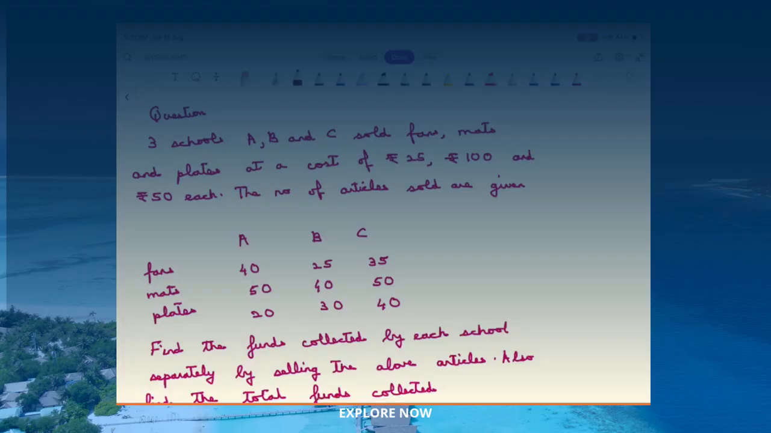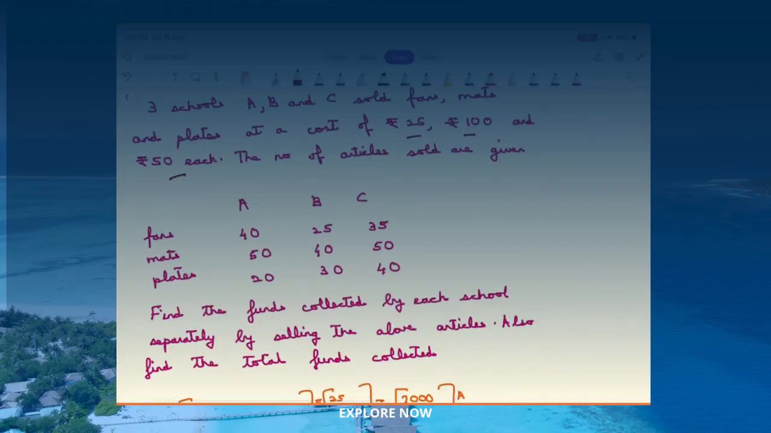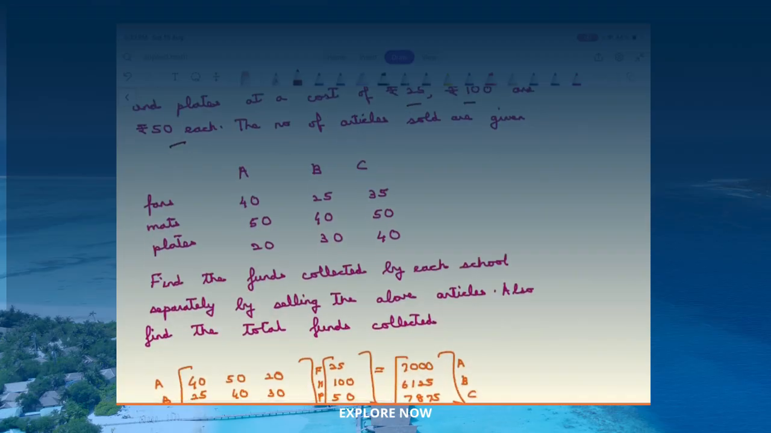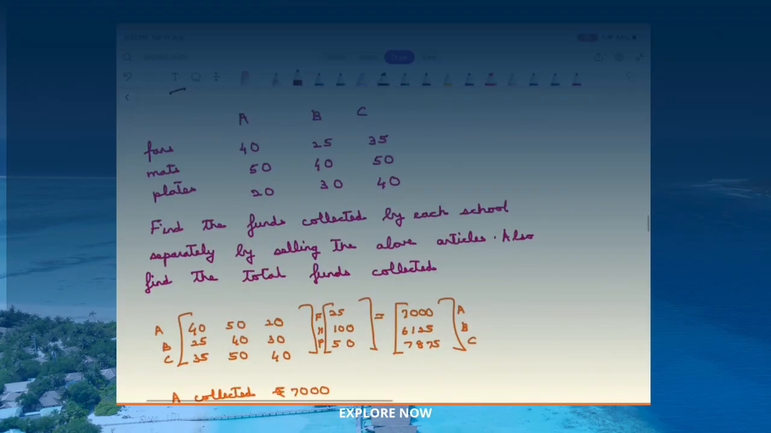Three schools A, B and C sold fans, mats and plates at a cost of rupees 25, 50 and 100 each. The number of articles sold are given below in this table. Find the funds collected by each school separately by selling the above articles. Also find the total funds collected. So we have to find the funds collected by each school.